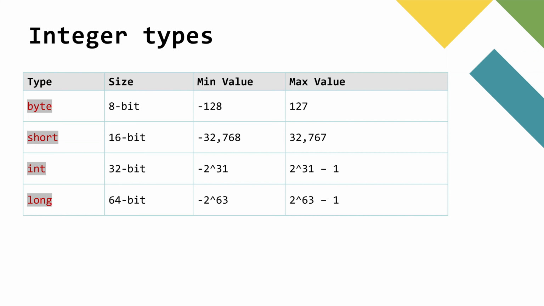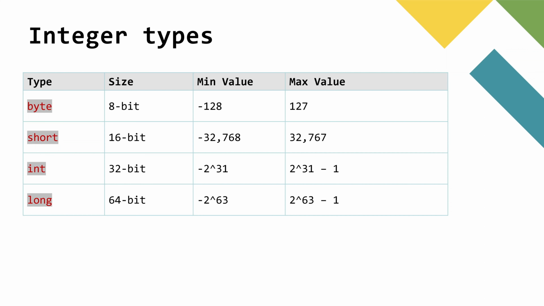Byte is the smallest, using only 8 bits. It can store values from -128 to 127, making it useful for saving memory when you're sure the numbers won't be too large. Short uses 16 bits and can hold values from -32,768 to 32,767. It's a bit larger than byte, but still smaller than the standard type, int.